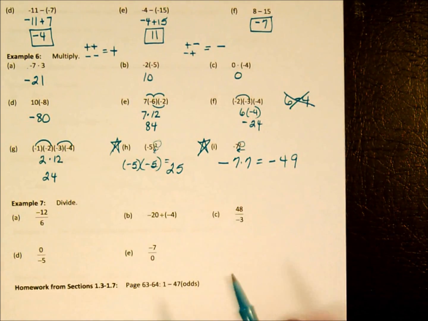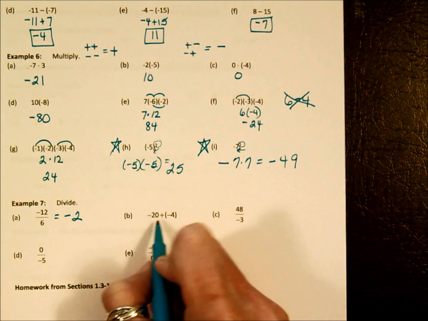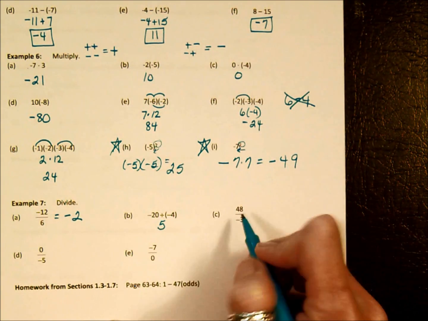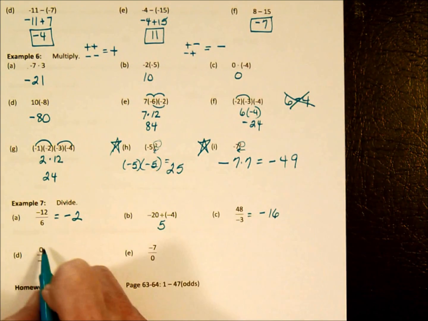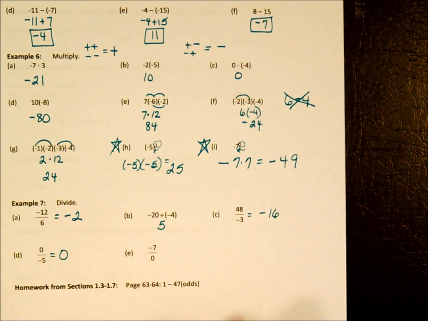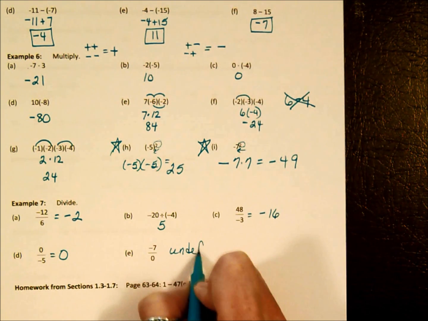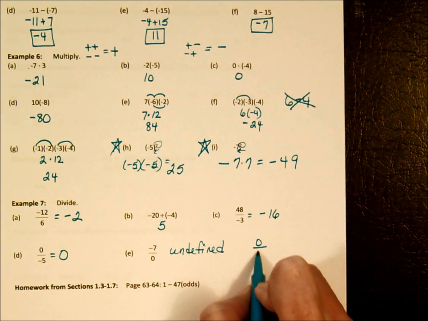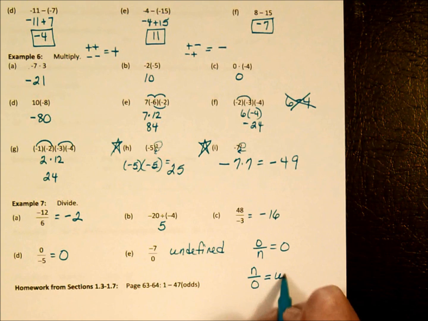Same thing with division. A negative divided by a positive is a negative. Negative divided by negative is a positive. Positive divided by negative is a negative. 0 divided by a number is 0, but a number divided by 0 is undefined. Don't say that it's 0. Remember, 0 over a number is on. You're on for the answer. But a number over 0 spells no. That is undefined.